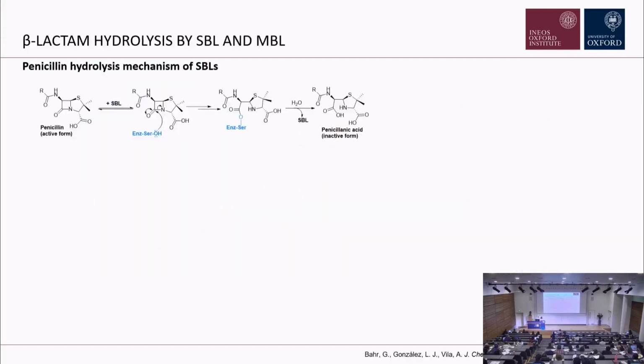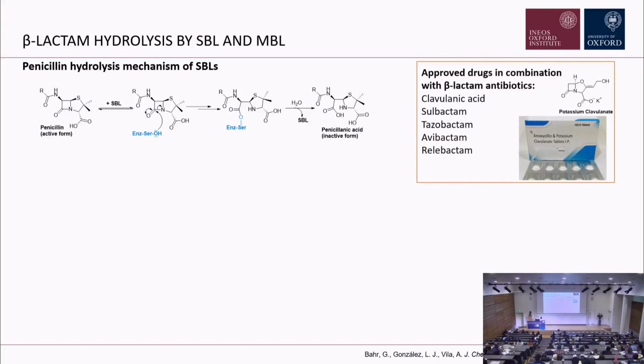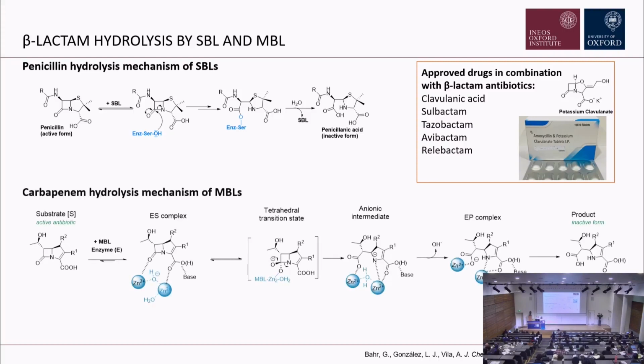So SBL hydrolyzes the beta-lactam antibiotic by a nucleophilic serine residue, and fortunately we have a few approved drugs for inhibiting SBL, for example clavulanic acid, which is used in combination with beta-lactam antibiotics like amoxicillin. On the other hand, MBL hydrolyzes the beta-lactam ring by a hydroxyl group which is coordinated by 2 zinc metal ions in the active site of MBL. And unfortunately, there are no clinically approved MBL inhibitors so far.